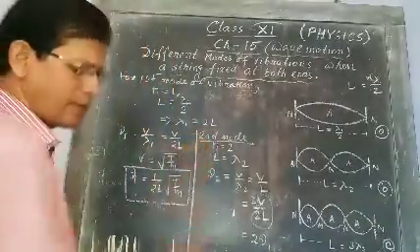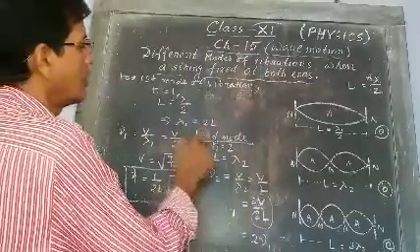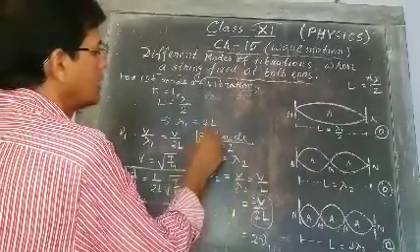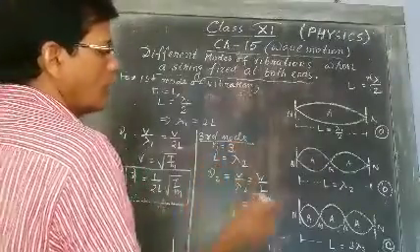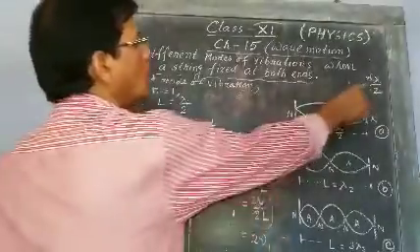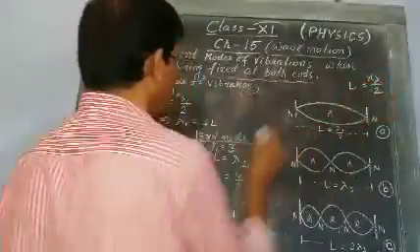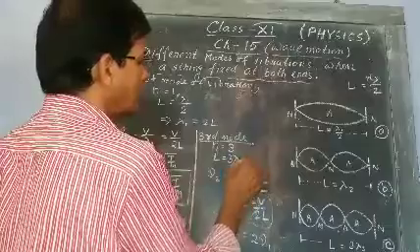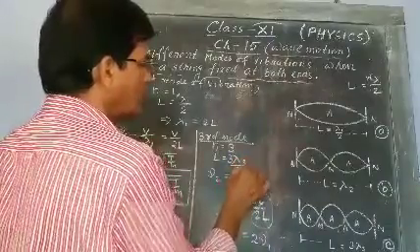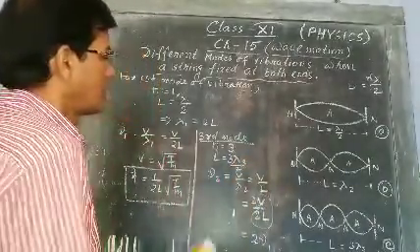For the third mode of vibration, what will we get? n equal to 3. So here L equal to 3 lambda 3 by 2. From this, what are we getting?